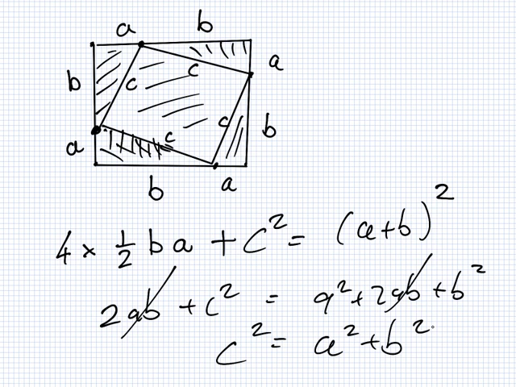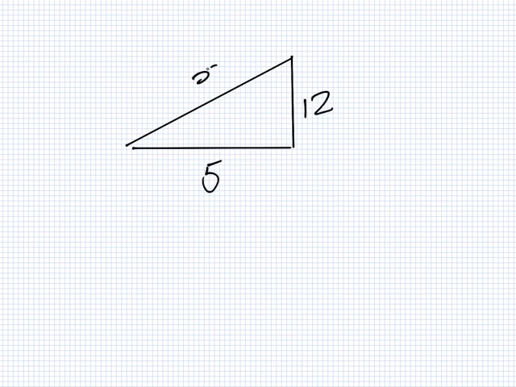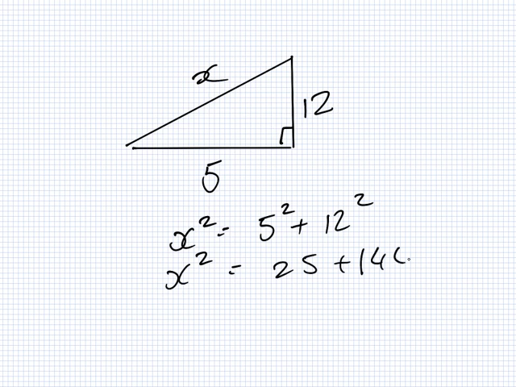Right, so let's have a look at just using this as an example. I will do an easy one. This is 5, this is 12, this is x. We want to find the x. So we have x squared equals 5 squared plus 12 squared. X squared equals 25 plus 144. X squared equals 169. So x is 15 then. So, like I said, an easy one to start.